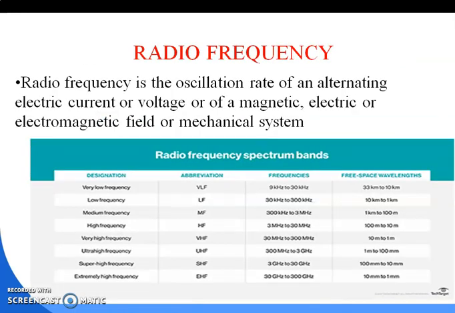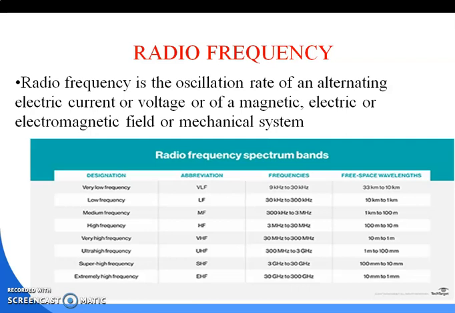Next, what is radio frequency? Radio frequency is the oscillation rate of an alternating electric current or voltage, or of a magnetic, electric, or electromagnetic field or mechanical system. Next, these are the range spectrum bands.